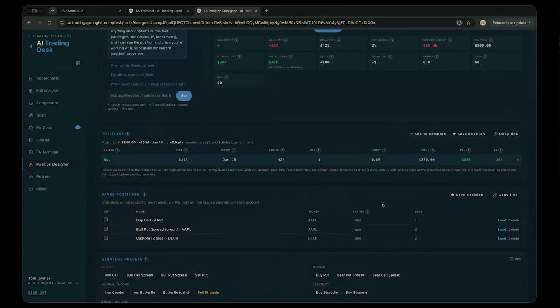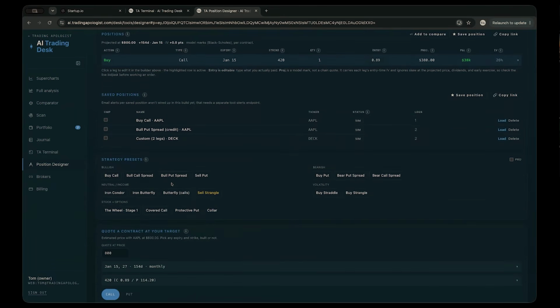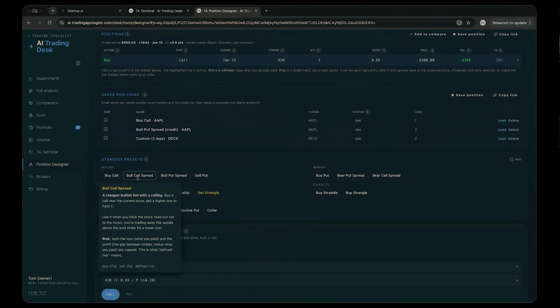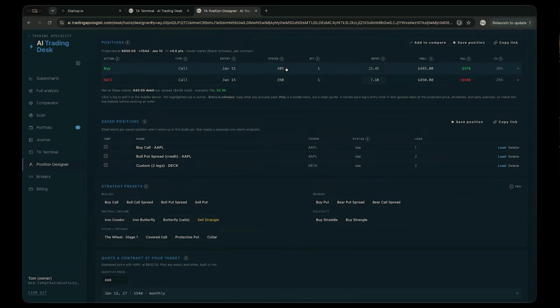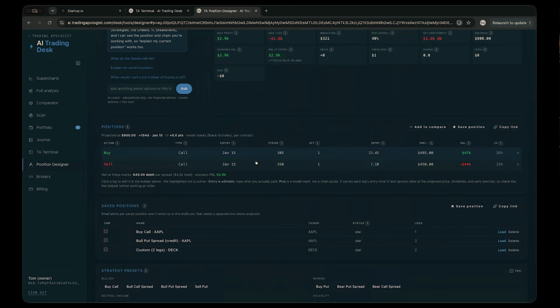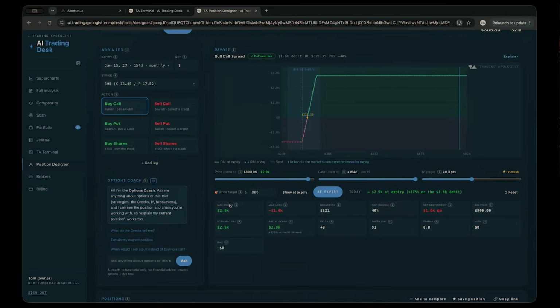And then if you want to just learn more about different kinds of presets and you want to do a bull call spread, you can click on this and it will automatically populate the two legs of that position. And then you can edit these to the specific date. Essentially, it helps if you already have the proper expiry date here.